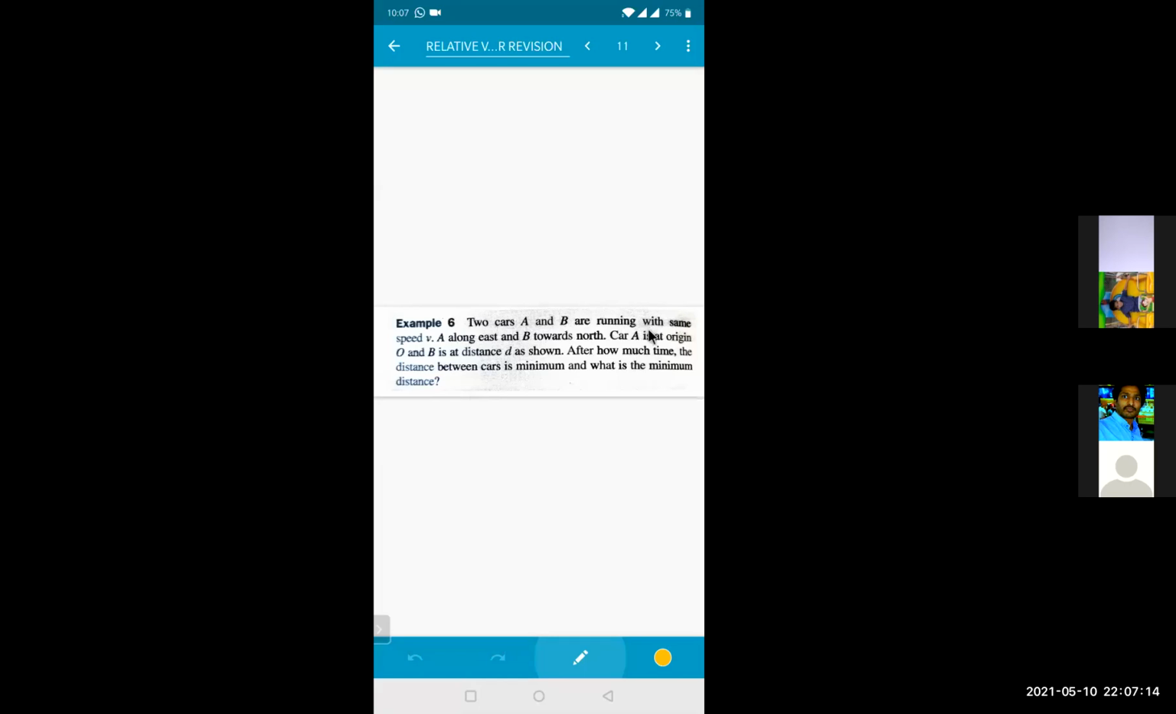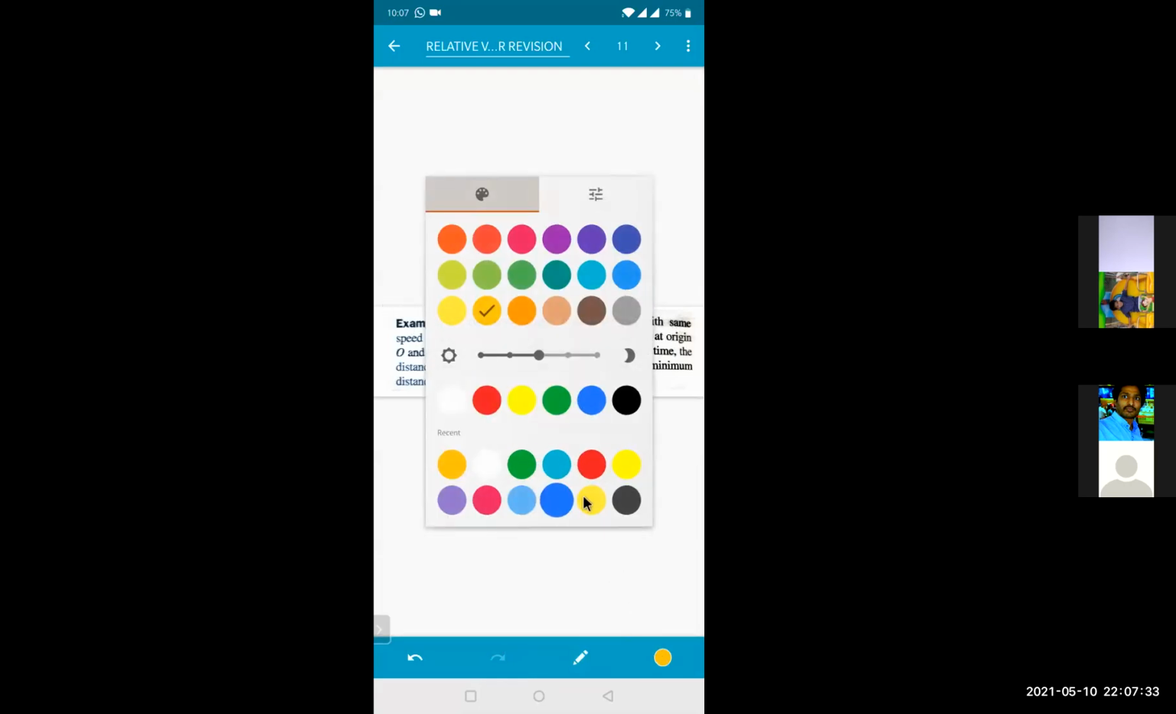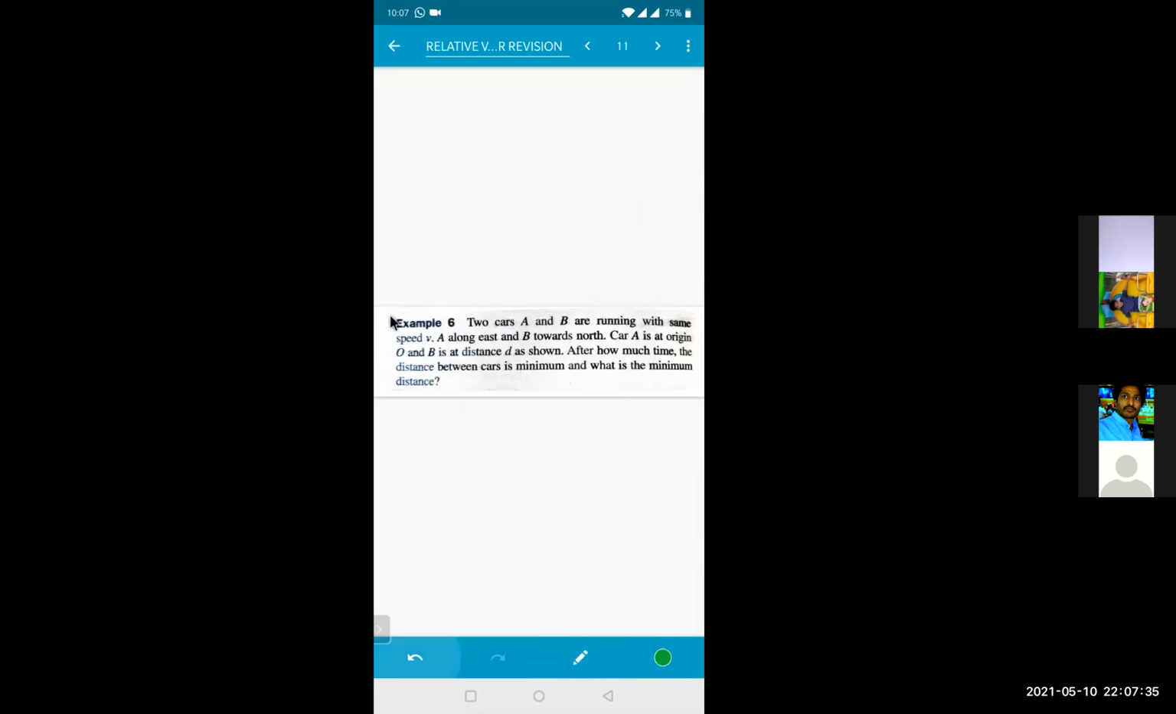Two cars A and B are running with the same speed V. So A along east and B towards the north. Car A is at the origin O and B is at a distance D as shown in the figure. I'll show you the figure. After how much time is the distance between the cars minimum, and what is the minimum distance? This is a very important model to be remembered. Questions like these you must be able to do.